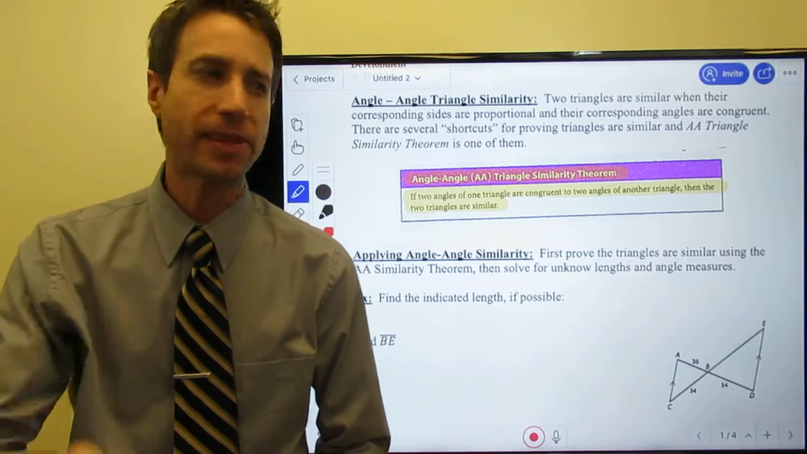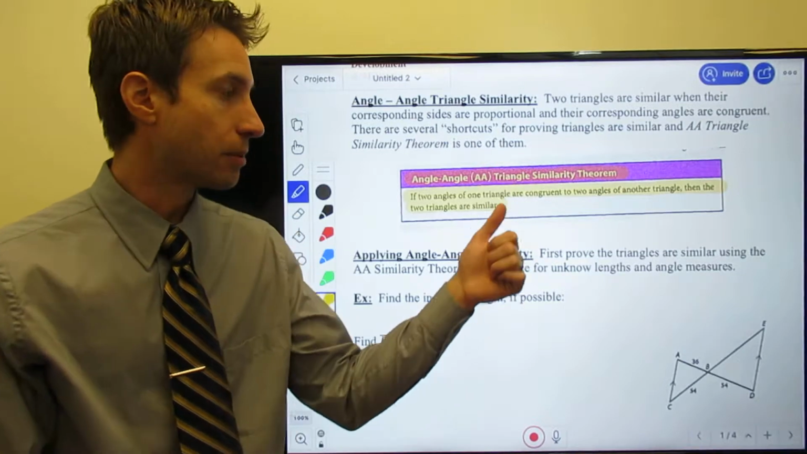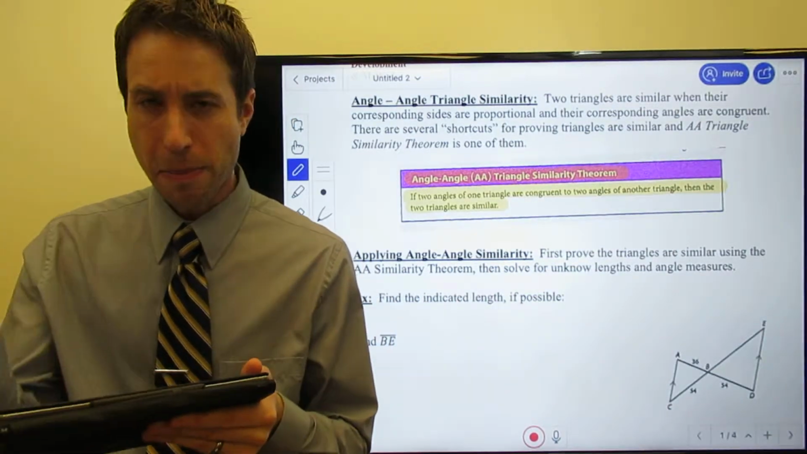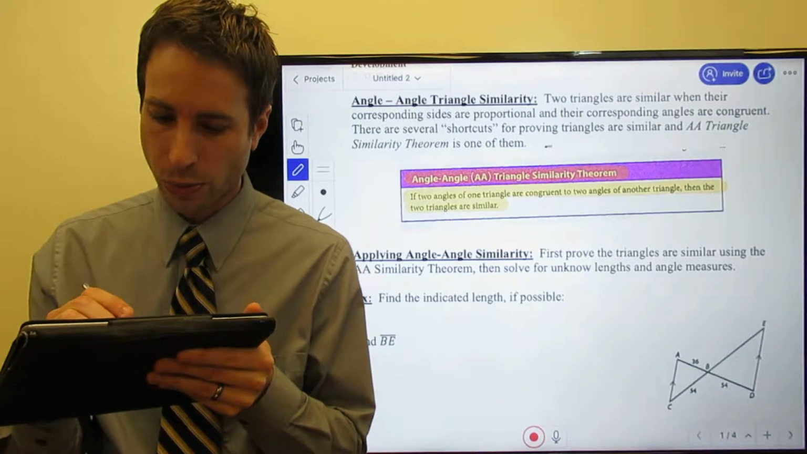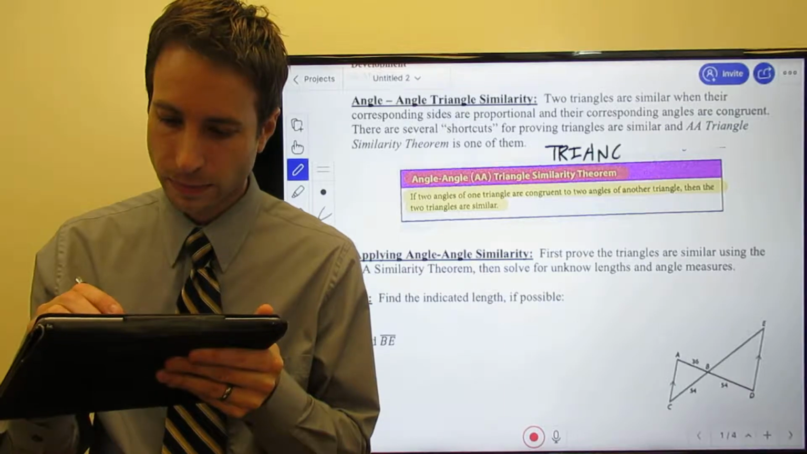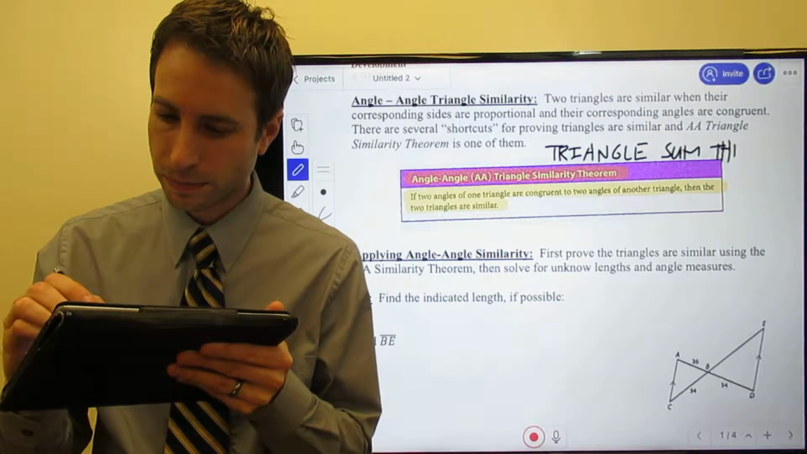So then you may be thinking to yourself, well then why isn't it the angle-angle-angle similarity theorem? Haha, fantastic. Again, remember back to a previous chapter where we learned the triangle sum theorem.